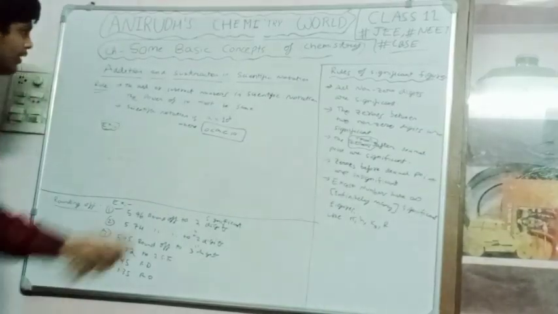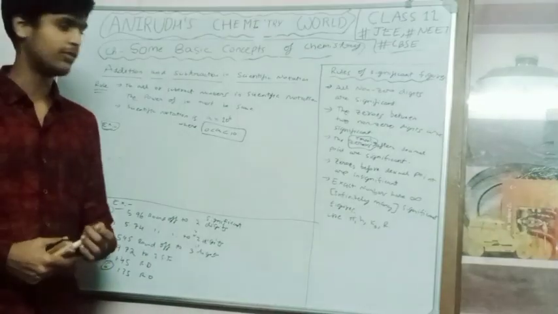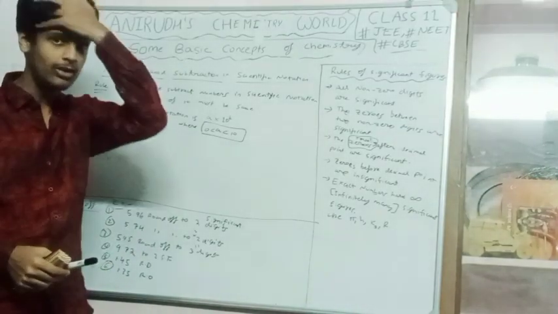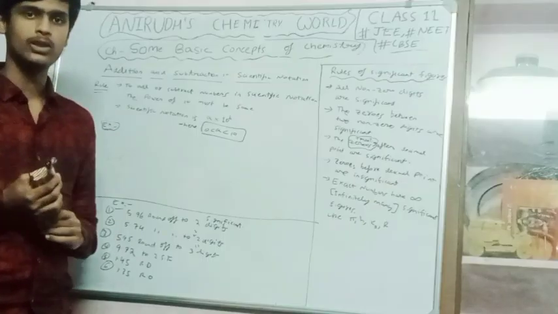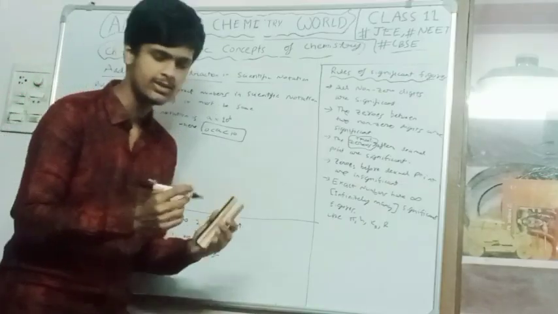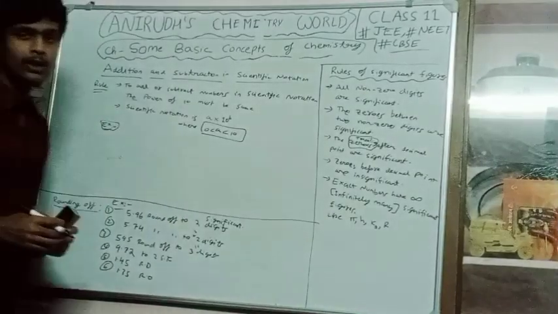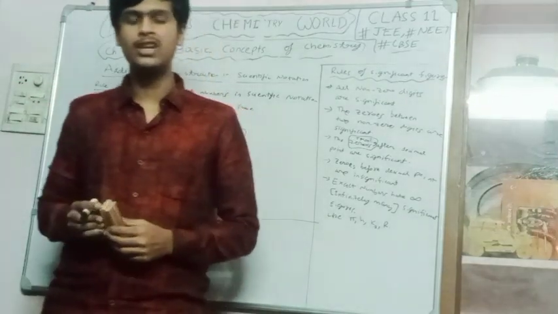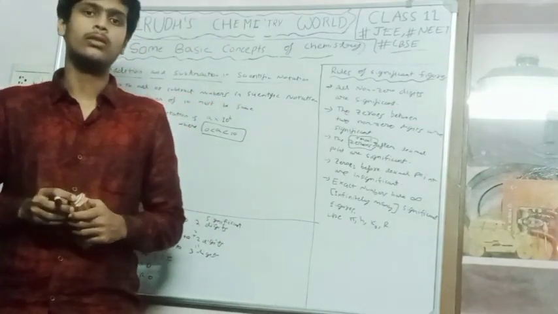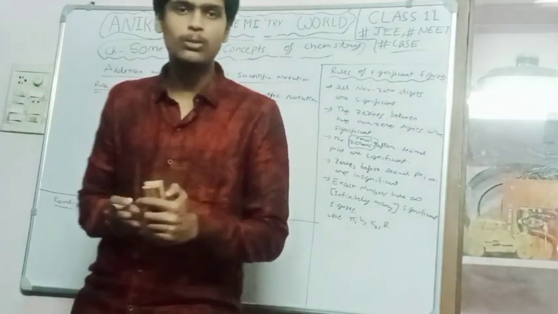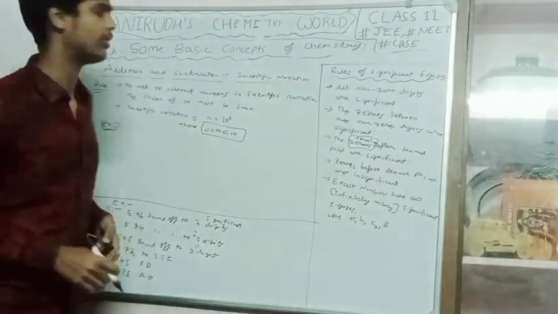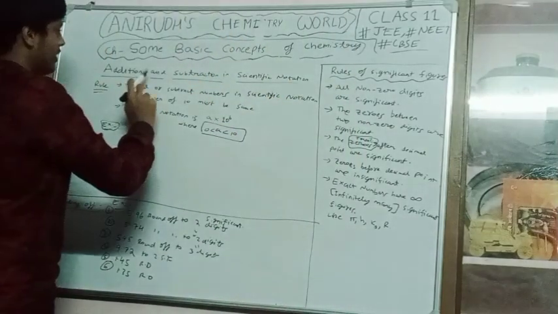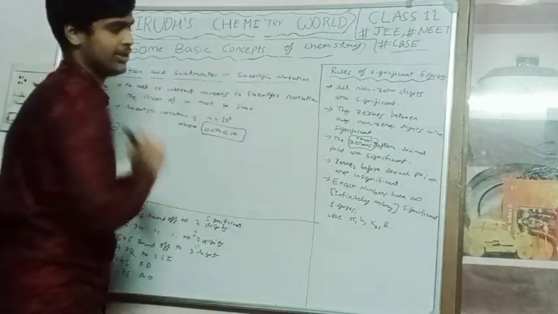Hello friends, now this is the second part of the video. The first part I have already completed. You just check it and rewind this. Now, previously we have studied about scientific notation, right? A into 10 to the power of B. Now this is a continuation of it: addition and subtraction in scientific notation.